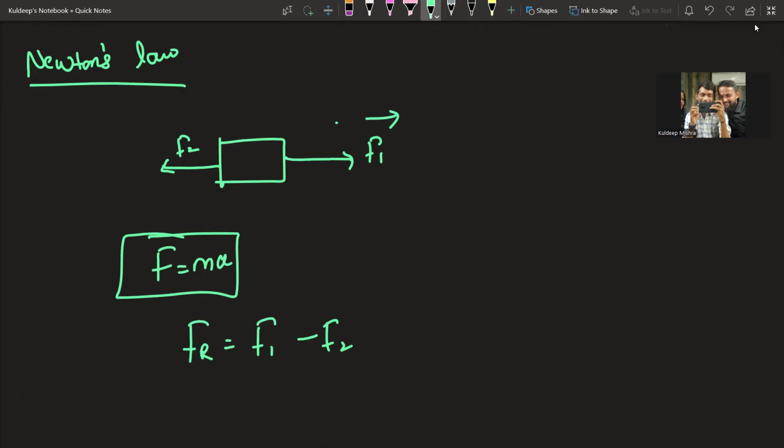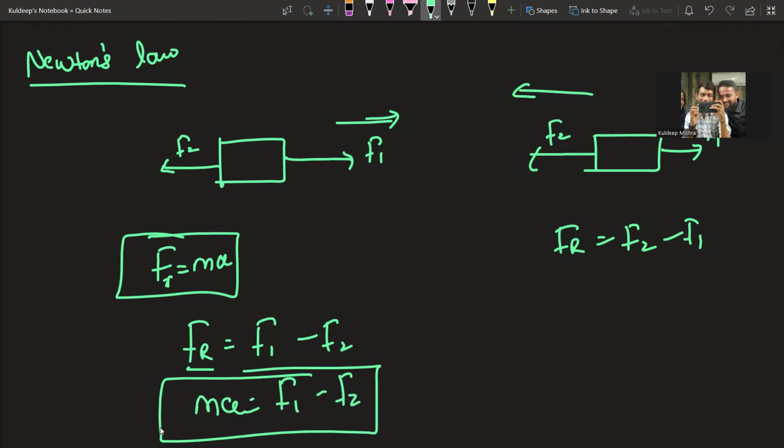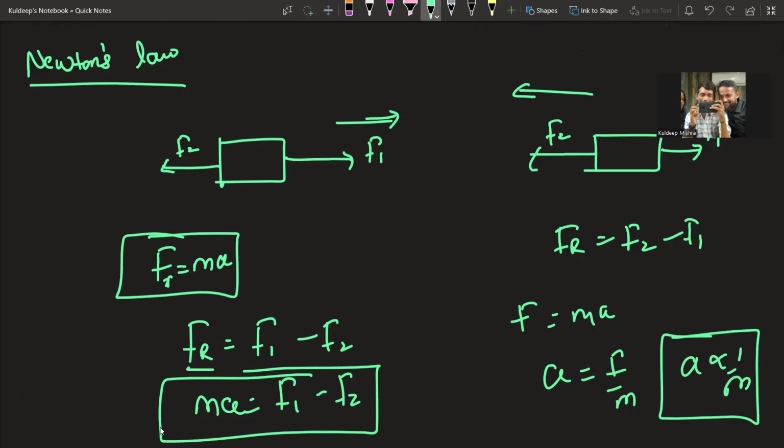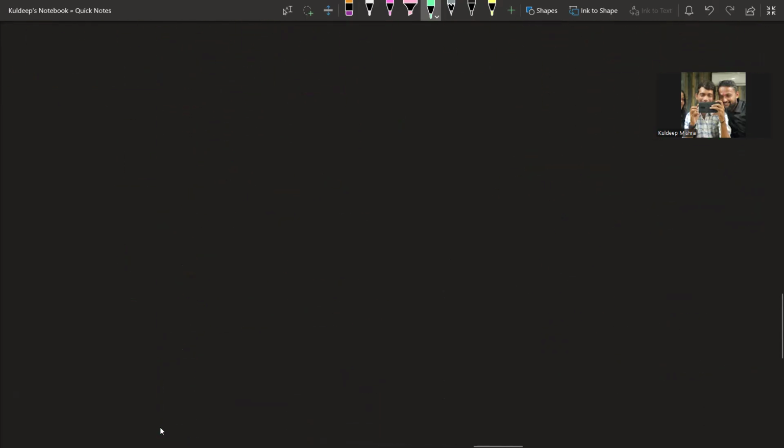Why F1 minus F2? Because it is going in F1's direction. If the body went like this, F2, and if this was F1, if body was going like this, then your resultant would have been F2 minus F1. Okay. And always resultant force you can write mass into acceleration, F1 minus F2. Okay. And as we know, if force is equal to mass into acceleration, acceleration will be force upon mass. So acceleration is inversely proportional to mass. So lighter things gain more acceleration. Heavier things gain less acceleration. Also, there is Hooke's law.